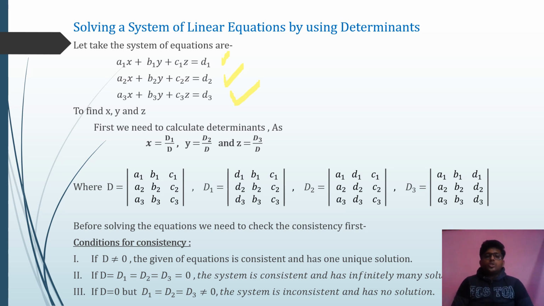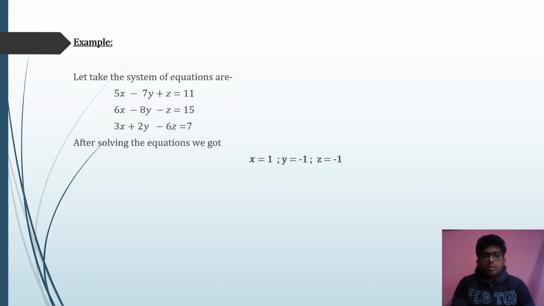Before that we need to check the consistency. Consistency means if the main determinant, calculated from the coefficients of x, y and z, is non-zero, then it has only one unique solution. If all the determinants are 0, the system has many solutions. But if the main determinant is 0 and all others are non-zero, there is no solution. The system is inconsistent. Here is an example. By solving, you will get the values of x, y and z. x is 1, y is minus 1 and z is also minus 1.